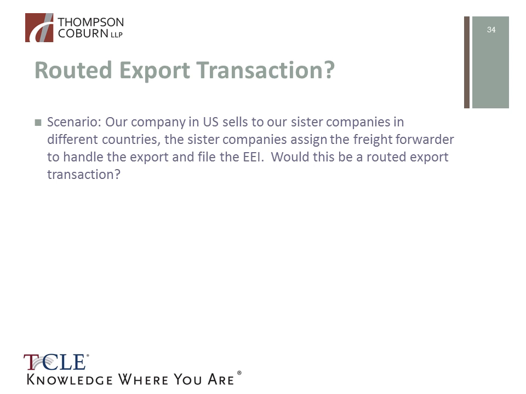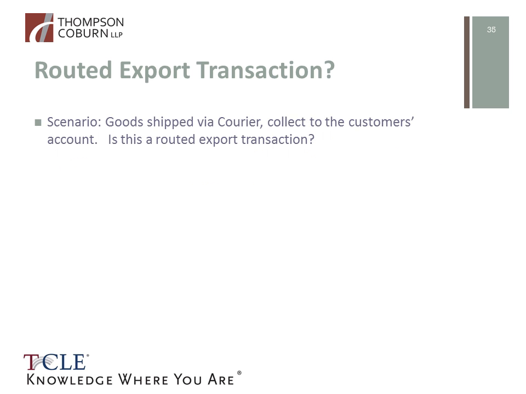It's a routed export transaction because the foreign principal party in interest is assigning the responsibilities to the freight forwarder to handle the export and to file the EEI. It would be a routed export transaction under both the Census regs and the Bureau of Industry and Security regs, because BIS regs only require the freight forwarder to facilitate the exportation, and so the freight forwarder doing other activities wouldn't change that.